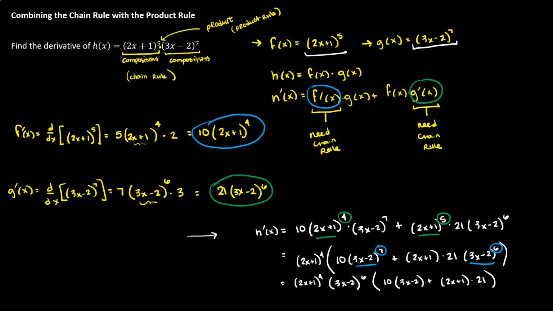And at this point, the only thing left for us to do would be to clean up what's inside of the parentheses here, which is the same thing as 30x minus 20 plus 42x plus 21. Then we can combine our like terms here. We have 30x plus 42x. That looks like 72x. And we have a negative 20 and a positive 21. That would look like just plus 1.